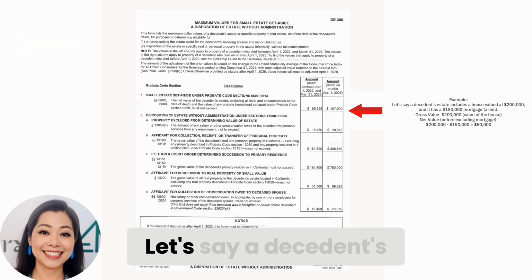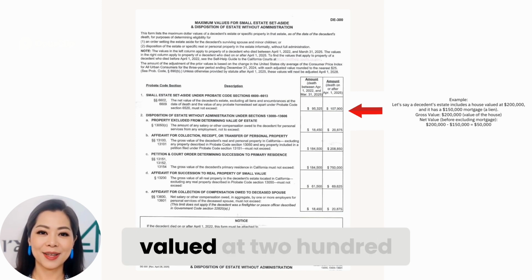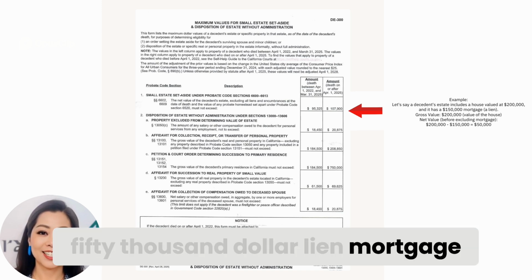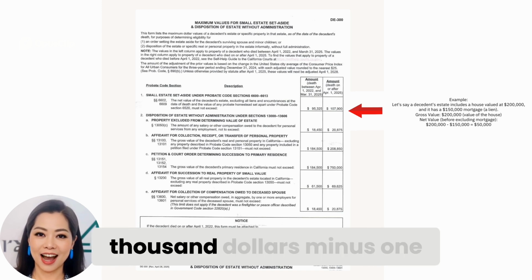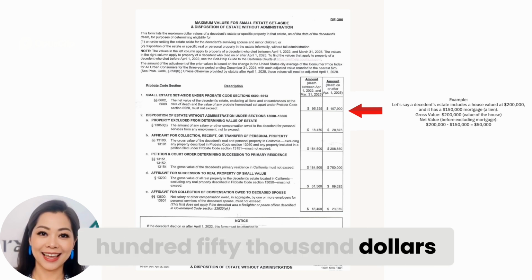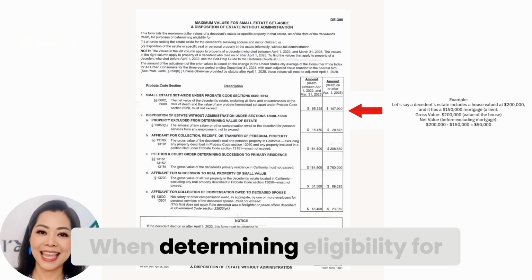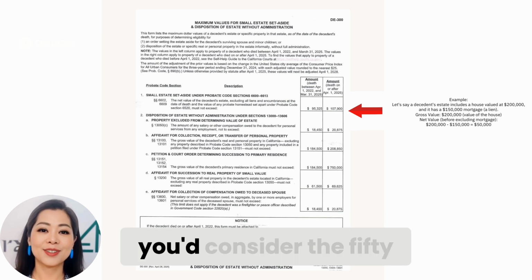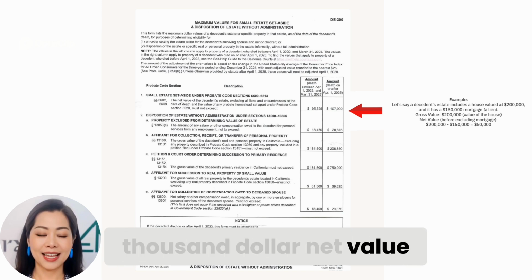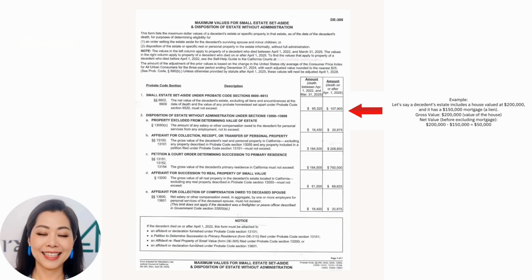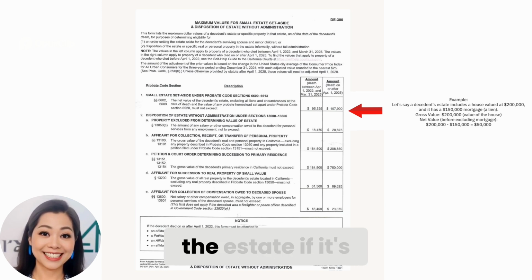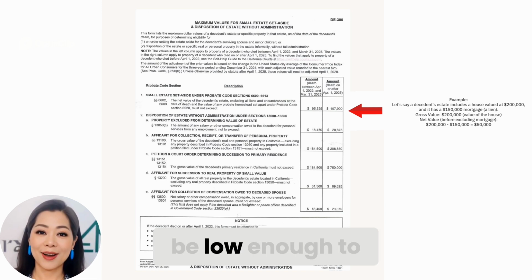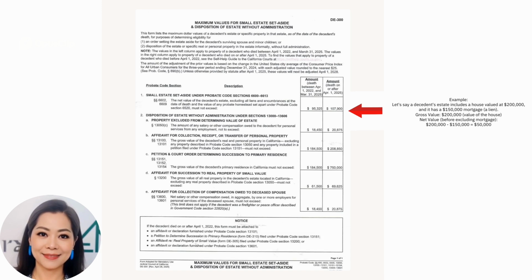Example: let's say a decedent's estate includes a house valued at $200,000 and it has a $150,000 mortgage lien, so the net value would be $200,000 minus $150,000, $50,000. When determining eligibility for the small estate set-aside, excluding liens and encumbrances, you'd consider the $50,000 net value, not the gross value of the house. This means that even if the house is a large part of the estate, if it's heavily mortgaged, the equity, net value, might still be low enough to qualify for the streamlined process.